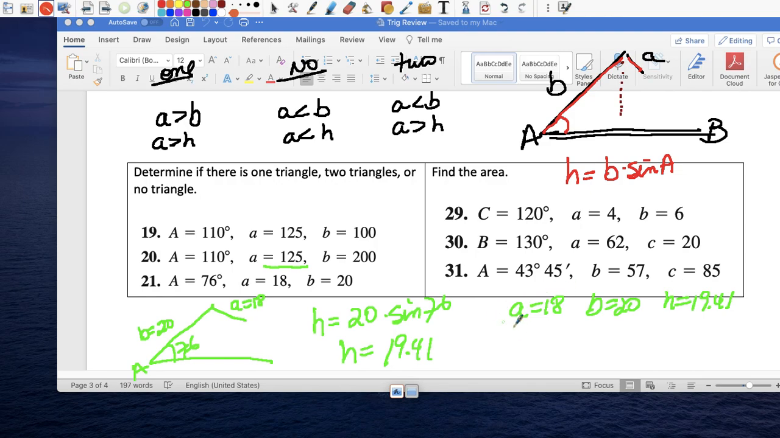So A is less than 20, and A is less than the height as well. So this is also, 21 is also a no triangle.